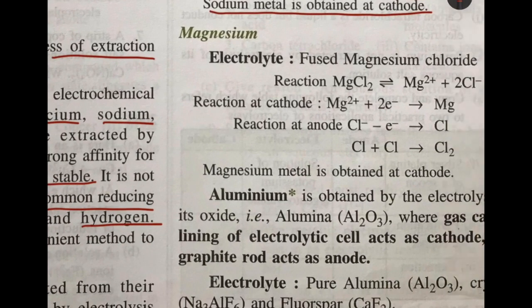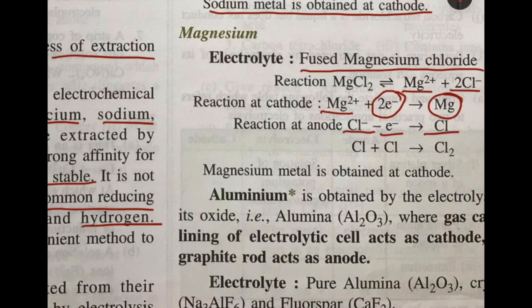Now magnesium. Again, fused magnesium chloride, melted. So what are the ions? You'll get magnesium and chloride ions. So at the cathode, the magnesium will migrate and it will gain the 2 electrons it had lost and turn into magnesium atom, neutral magnesium atom. Okay, and at the anode, the chloride will migrate and it will lose the 2 electrons it had gained and turn into chlorine. 2 chlorine atoms will come together to form a greenish yellow chlorine gas. Magnesium metal is again obtained at the cathode.